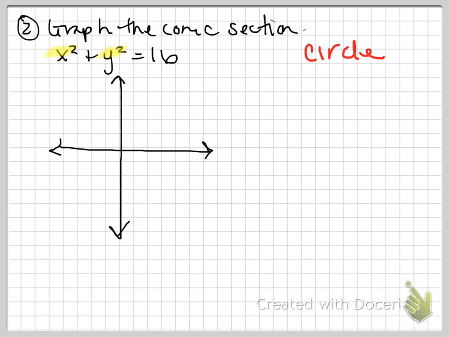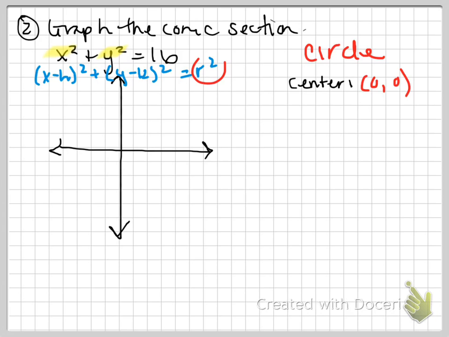Standard form for a circle looks like x minus h squared plus y minus k squared equals r squared. So comparing to standard form, I can see that I don't have an h and I don't have a k. Well, technically I do have an h and I do have a k. They just happen to be 0. So my center here is going to be 0, 0. So let's write this down. Center 0, 0.